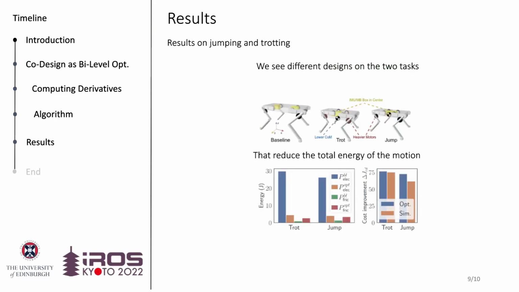Our co-design approach finds different optimal designs for the two tasks, where for trotting, the center of mass is lower and the robot is heavier, and for jumping, the robot is lighter as the entire mass needs to be moved. The heavier motors are more energy efficient with significantly less electrical losses. However, for jumping, lighter motors are better, as the electrical and friction losses are less than the effort needed to jump with a heavy robot.